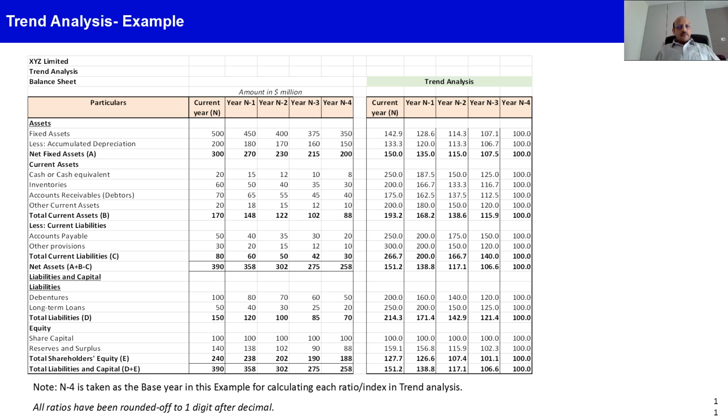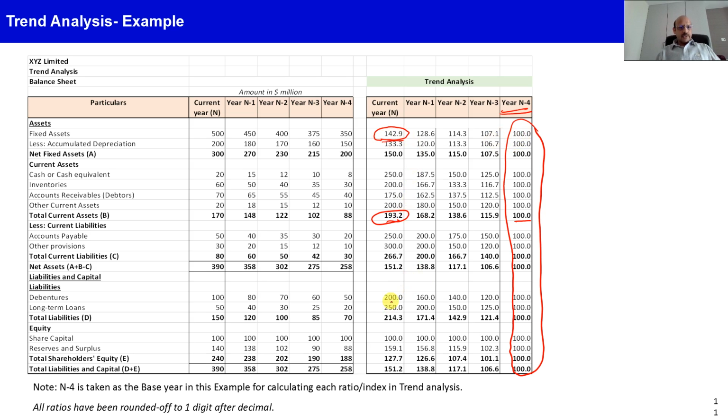Similarly, for the balance sheet also, we can do the same analysis here. This is the 5 years balance sheet. So n minus 4 is the base year here, all the numbers are 100 as index, and we see the trend here. Fixed assets is 142.9. The current assets is 193.2. So with respect to 100, this has increased by 93.2% over 5 years. Fixed assets have increased by 42.9% with respect to the base year.